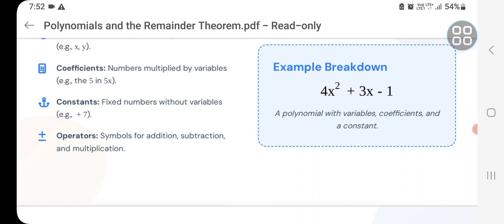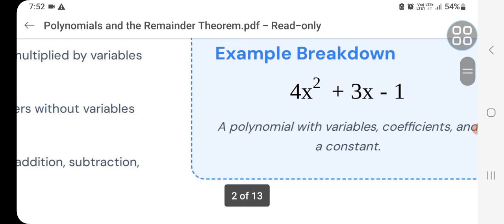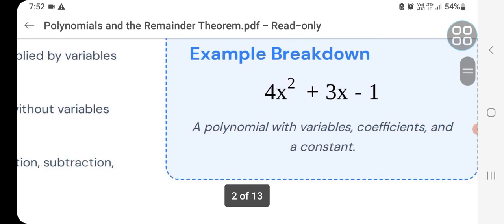The next thing is operators. Operators are nothing but addition, subtraction and multiplication symbols. So here I give one example for you, a polynomial with variable, coefficients and a constant. The first one is 4x square plus 3x minus 1. Just see the power of the first term, x square, the highest power. See the next term, 3x, x power 1. Now see the last, that is a constant, minus 1, x power 0, because the previous term is x power 1.